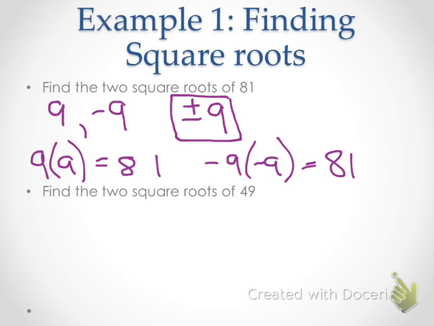All right, Adam, what do you think? Positive and negative 7. Very good. Positive and negative 7, and that's how you should have written it on your paper. Did everybody write it that way, with the positive, negative stacked? Okay, positive and negative 7.